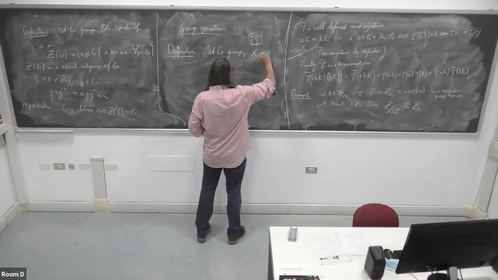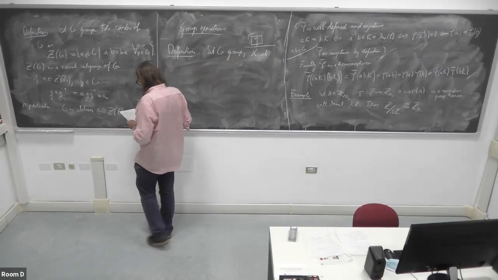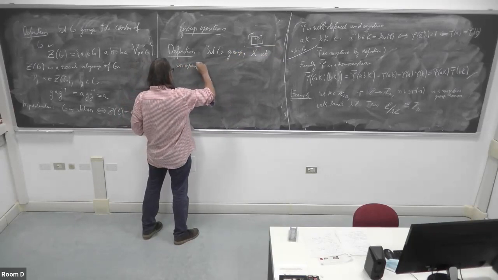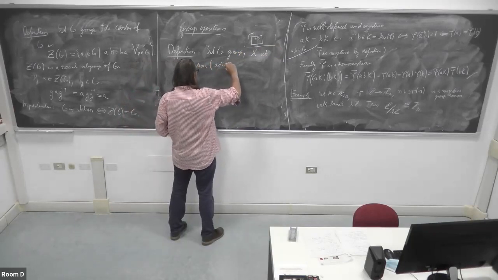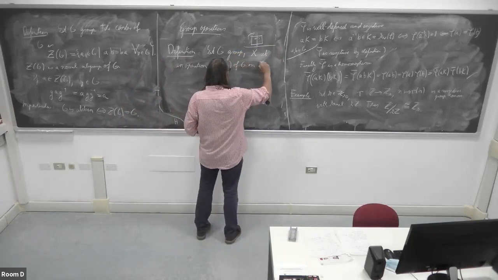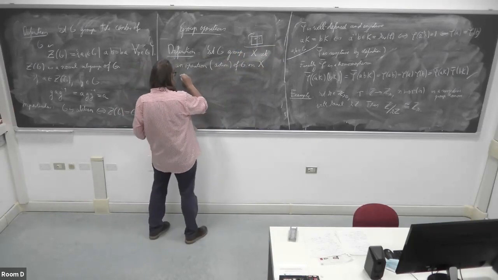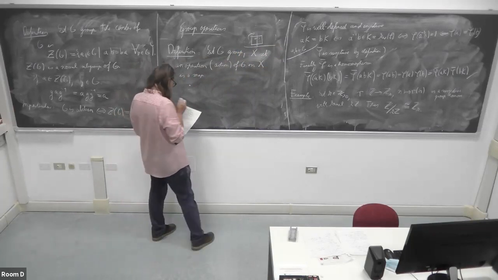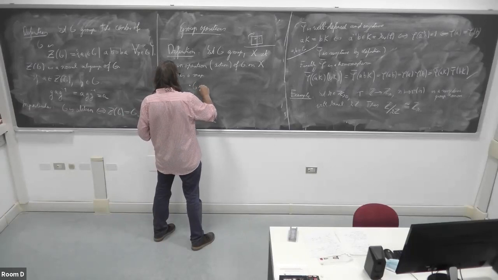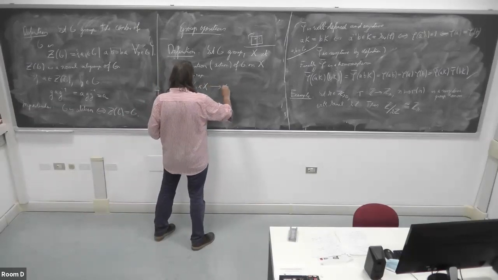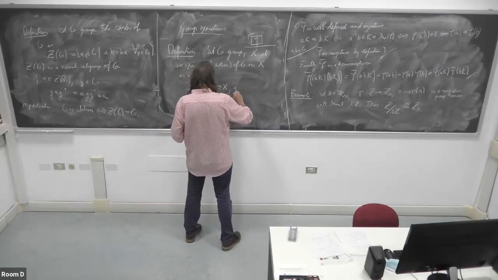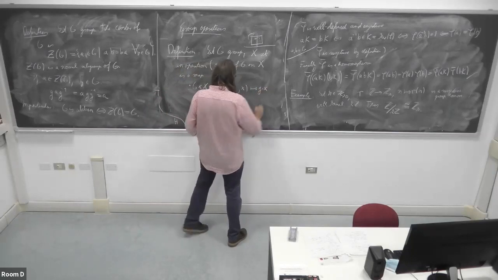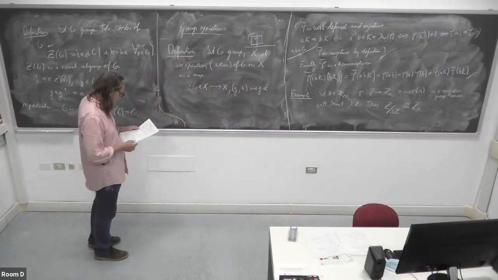The X is set. An operation, an action of G on X, is a map. I just note it again as a multiplication, although it's different from multiplication in G, from G times X to X, which sends an element G in G and an element X in X to the action of G on X, such that just two axioms hold.